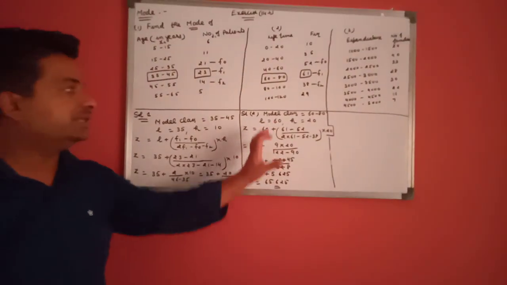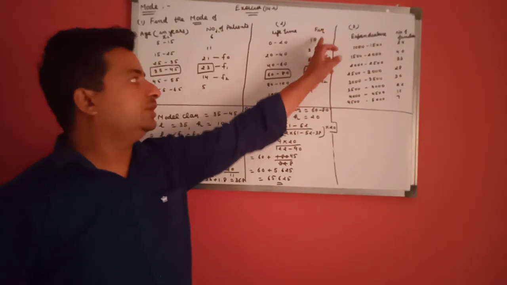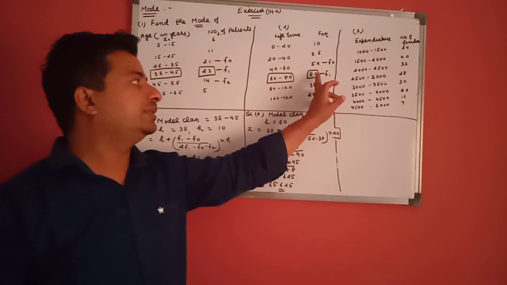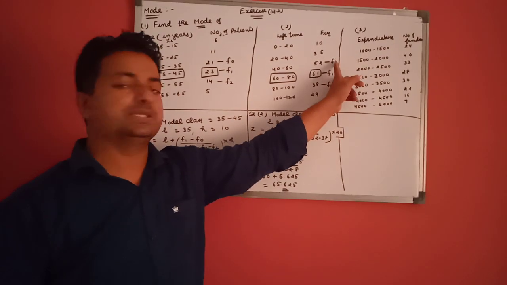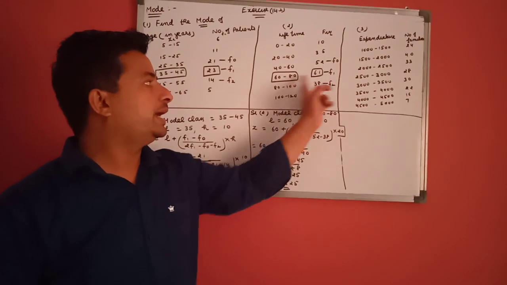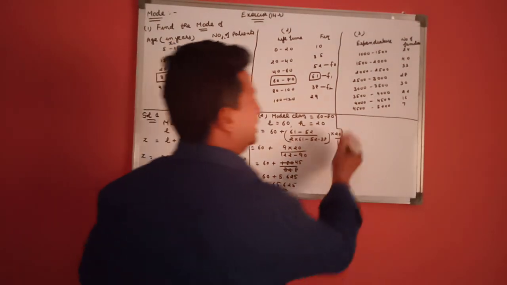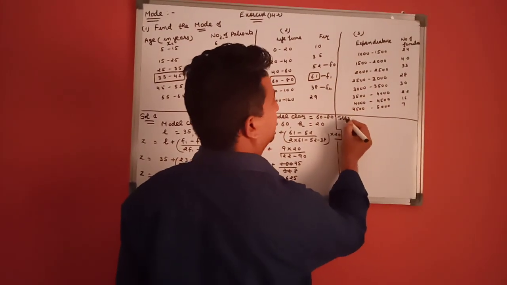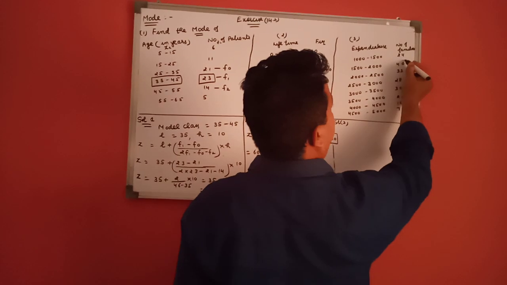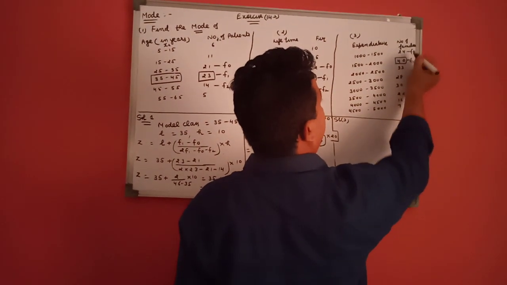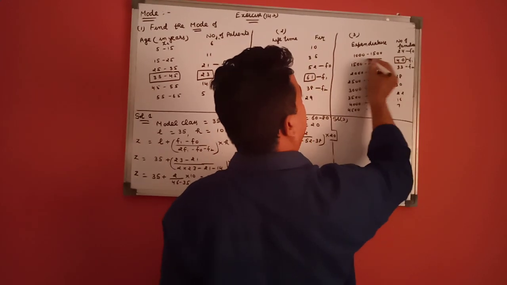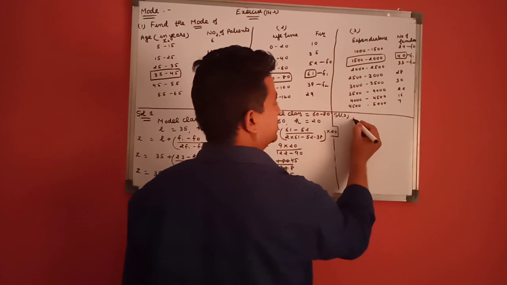This is a very simple way. First, in the frequency table we find the largest value. Denote this value as f1. Above this is f0, below this is f2, and this is the modal class. In question number 3, the largest value is 40. So this is f1, this is f0, this is f2, this is the modal class.